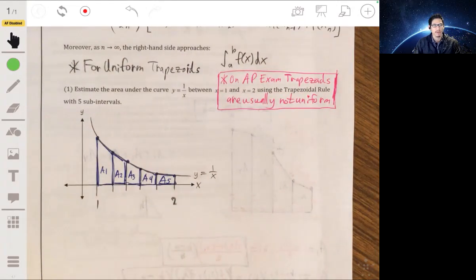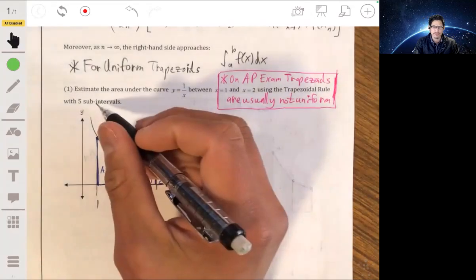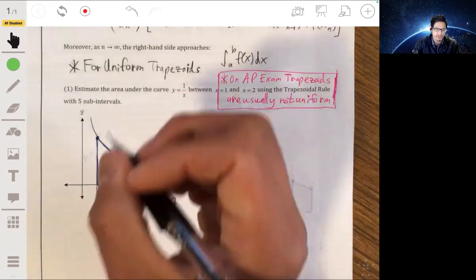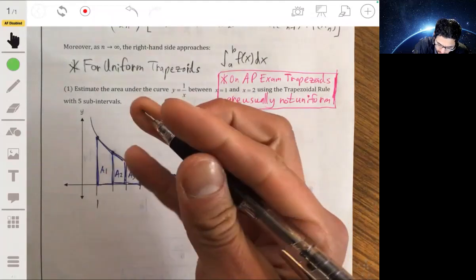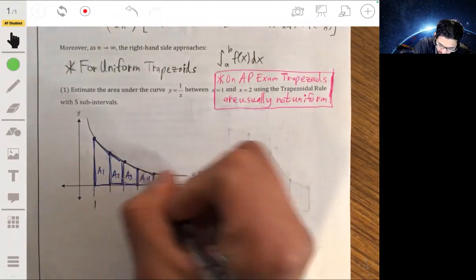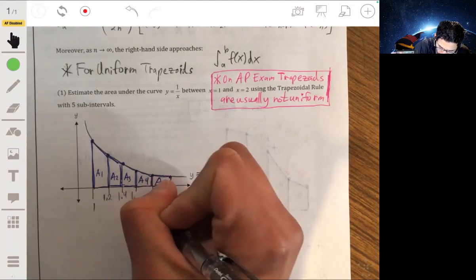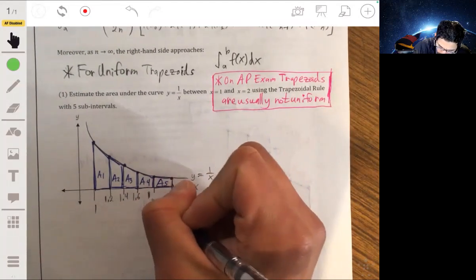Okay, so if it doesn't specify that you're not going to have equal interval widths, then just make them all equal. So each of these will have a width of 0.2. 1 divided by 5 is 0.2. So this will be 1.2, 1.4, 1.6, 1.8.